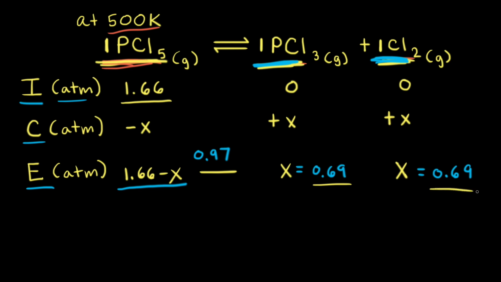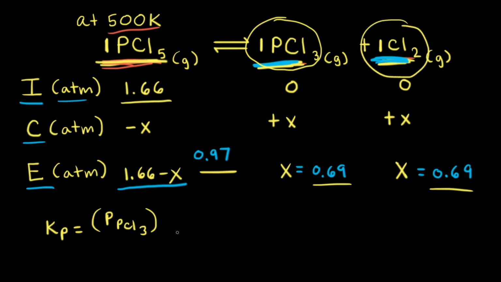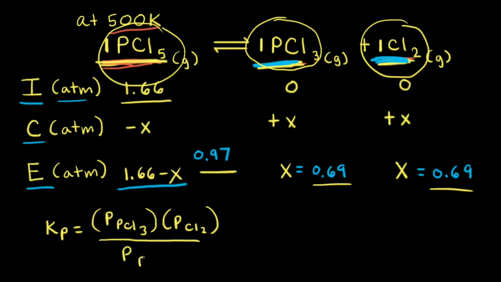Now that we have our equilibrium partial pressures for all three gases, we can calculate the value for the equilibrium constant for this reaction at 500 Kelvin. First, we need to write an equilibrium constant expression. So we would write Kp is equal to, and for our products we have PCl3, so this would be the partial pressure of PCl3 times the partial pressure of our other product, which is Cl2, so let's put in there the partial pressure of Cl2, and all of that is divided by the partial pressure of PCl5, so this would be the partial pressure of PCl5.